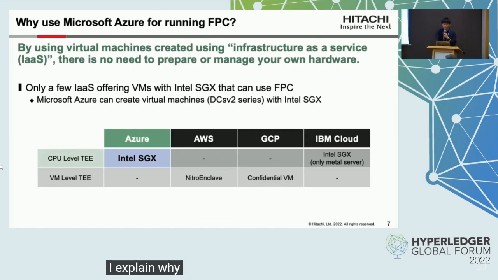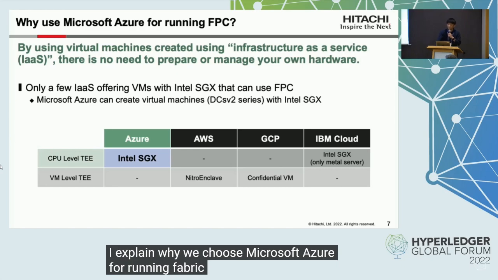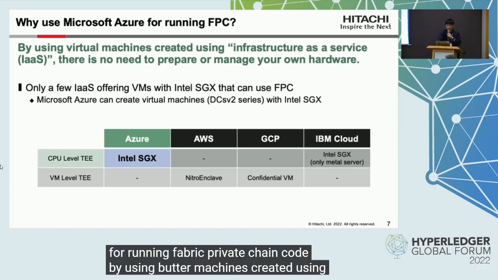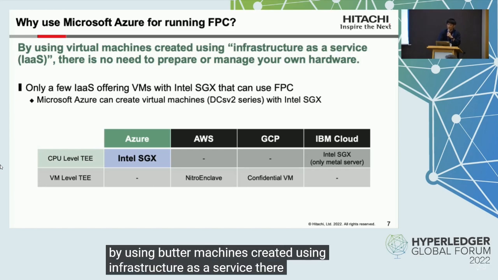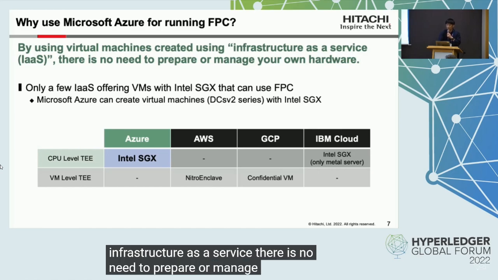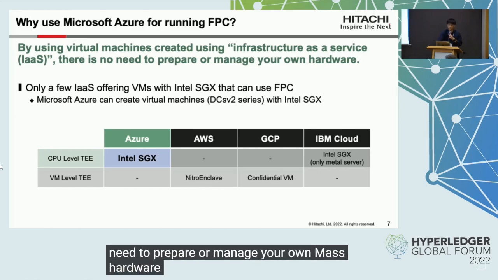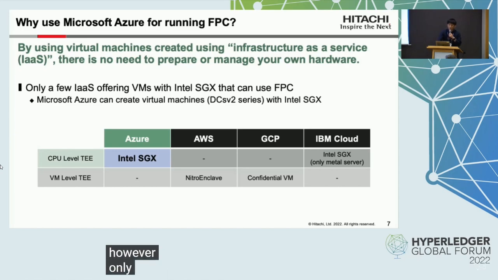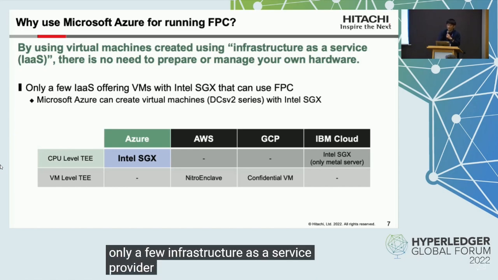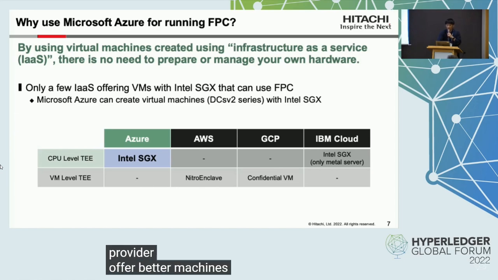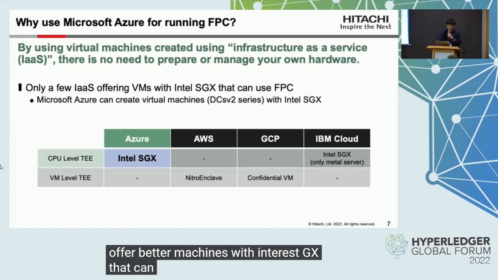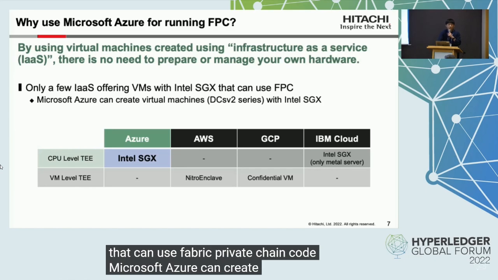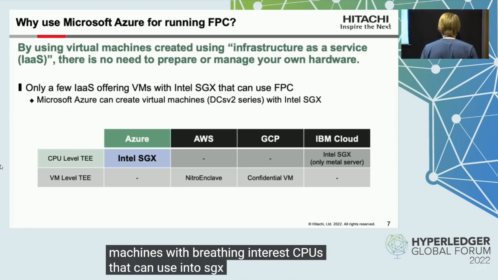I explain why we choose Microsoft Azure for running Fabric private chain code. By using virtual machines created using infrastructure as a service, there is no need to prepare or manage your own hardware. However, only a few infrastructure as a service providers offer virtual machines with Intel SGX that can use Fabric private chain code. Microsoft Azure can create virtual machines with built-in Intel CPUs that can use Intel SGX.